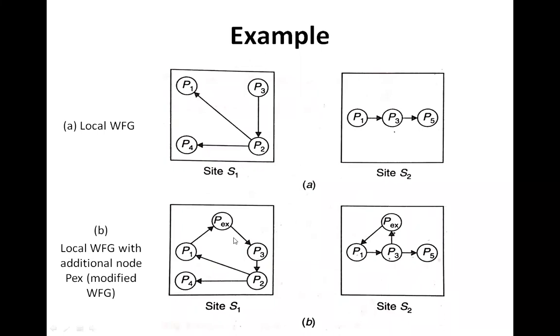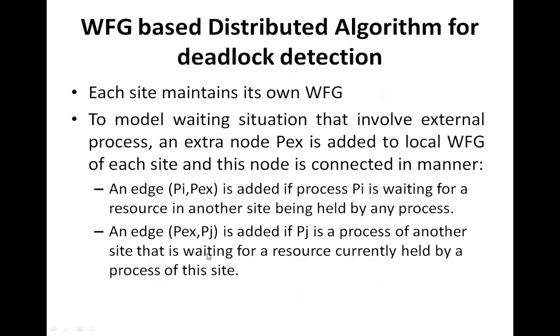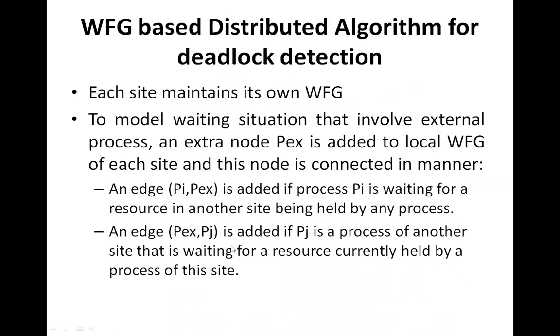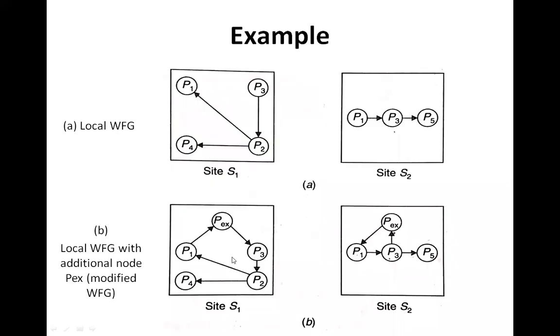This is the modified WFG, built by introducing a node, the PEX node, at the two different sites. How to include that node and how to connect the edge will depend upon these two criteria. Now, let us discuss the first, that is, what is happening at site S1.